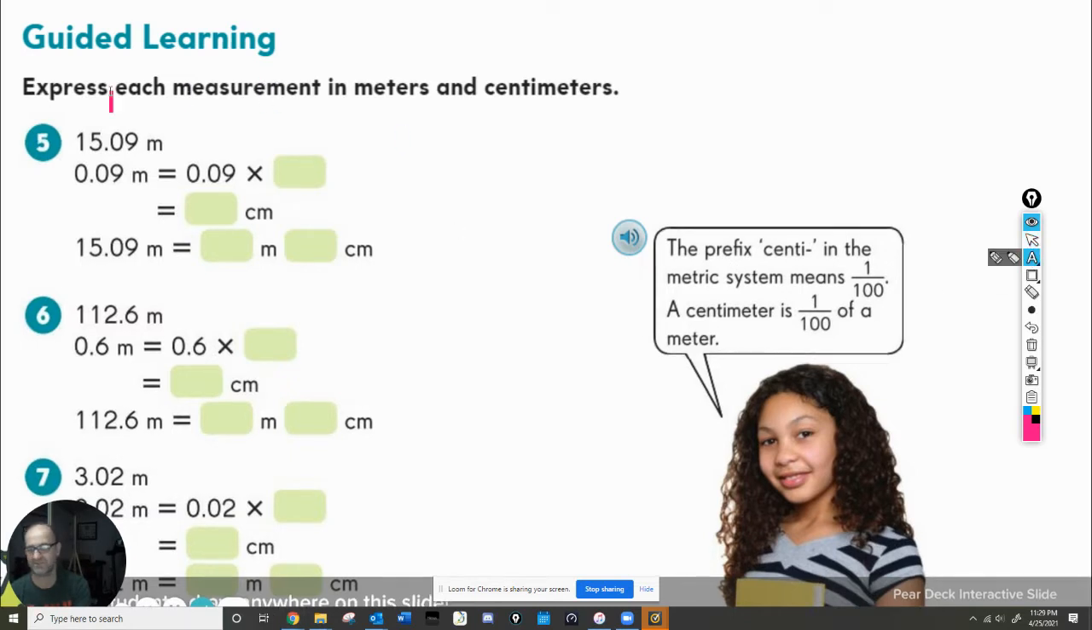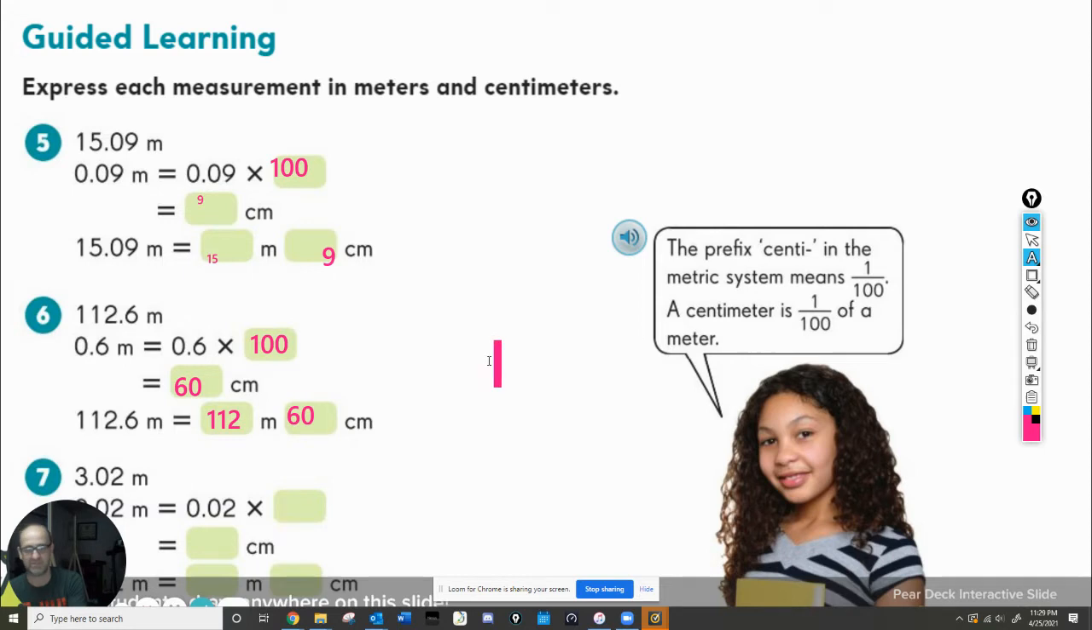Okay, I see what they're doing here. 15 and 9/100ths of a meter. You take the 9/100ths, you multiply it by 100, and you get 9. And then you get 15 meters and 9 centimeters. Next, 12 meters, 6/10 of a meter times 100 equals 60 centimeters, and you get 12 meters and 60 centimeters. You guys should have this figured out by now.